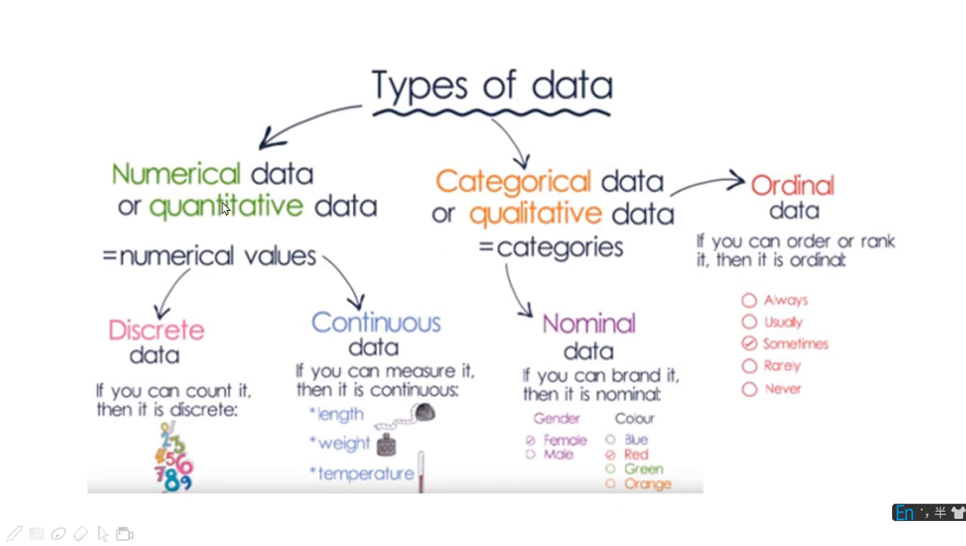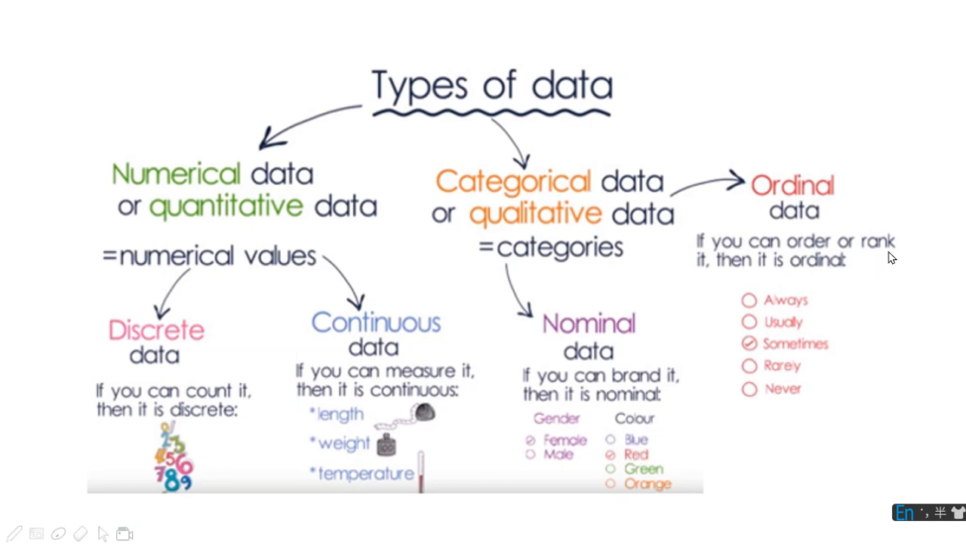There are mainly 2 types of data. The first is called quantitative data, the second called categorical data. Quantitative data means numerical values. If you can count it, then it's discrete. If you can measure it, then it's continuous. For example, length, weight, and temperature. All of these are quantitative data. Then categorical data, if you can name it, then it's nominal, such as color or gender.